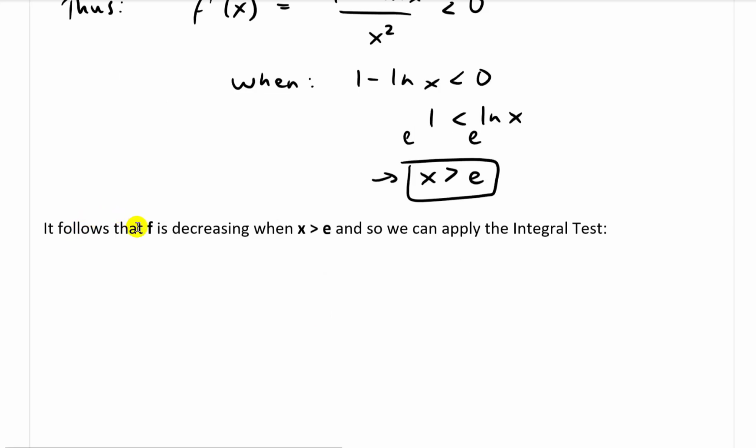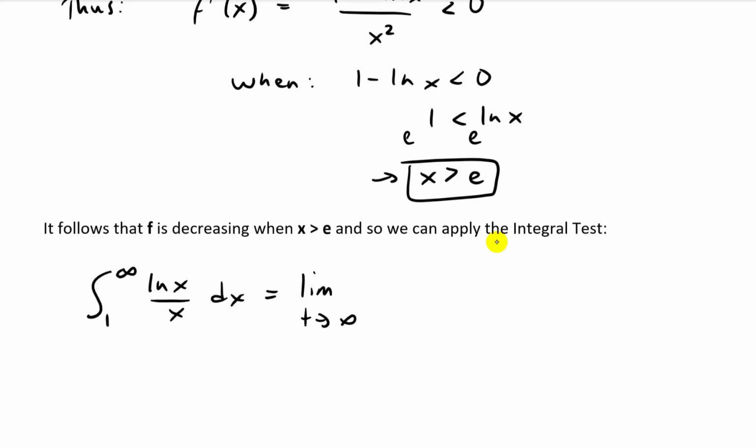Yes, so it follows that f is decreasing when x is greater than e, and so we can apply the integral test. And what we could do is take the integral from 1 to infinity of ln x over x dx, like that. Now this equals the limit as t approaches infinity, because it's an improper integral, of the integral from 1 to t of ln x over x dx, like that.